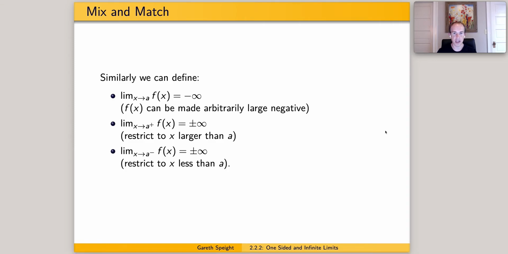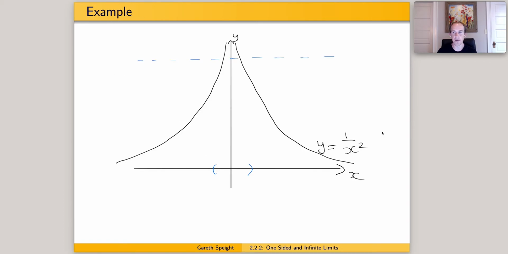Okay, so we have a lot, but keep in mind the building blocks, right? Either f of x is getting close to L, or f of x is getting large positive or large negative. And we're making x close to a, or x close to a from the right, or x close to a from the left. Okay, so let's see a couple of pictures about infinite limits.